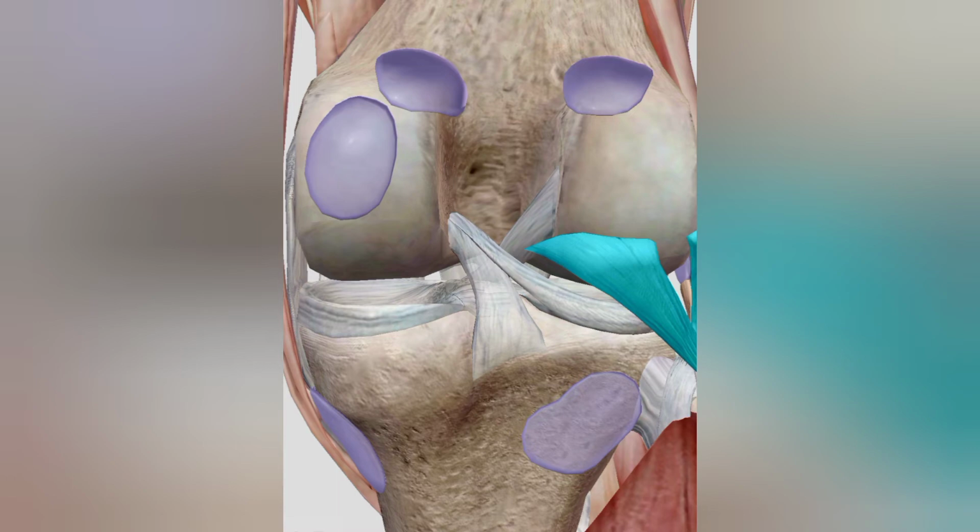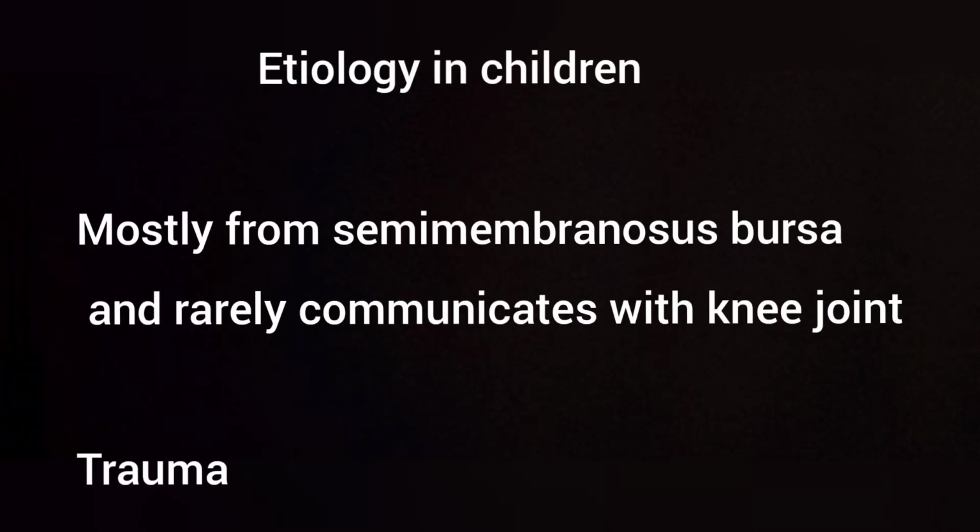Now coming to the etiology. In children, mostly the Baker's cyst arises from the semimembranosus bursa, and it rarely communicates with the knee joint, and in the majority of cases it is related to trauma. Because it is not communicating with the capsule of the knee joint or the knee joint cavity, excision is the only treatment.